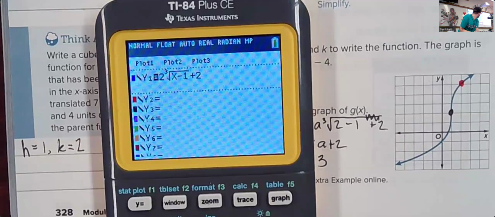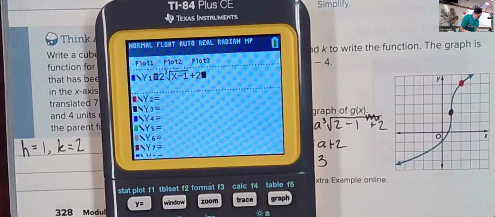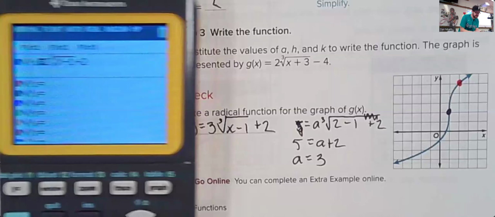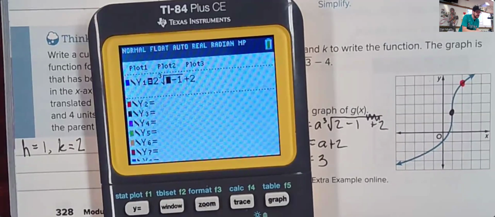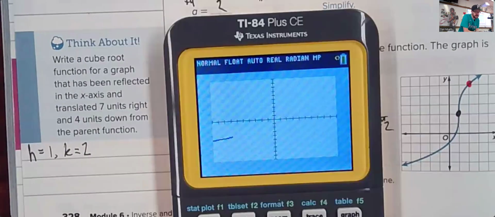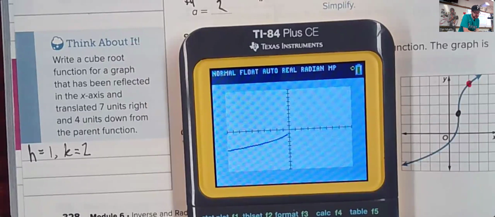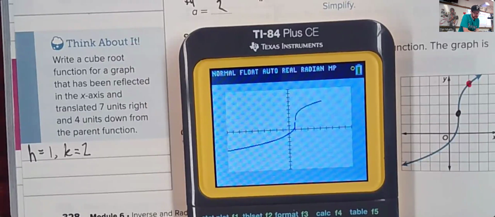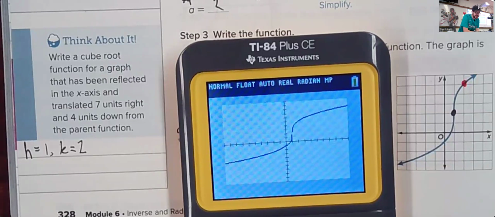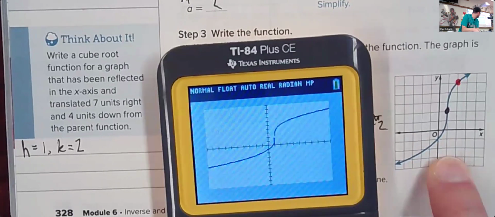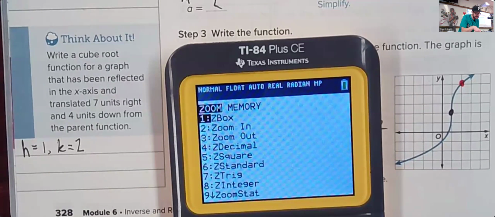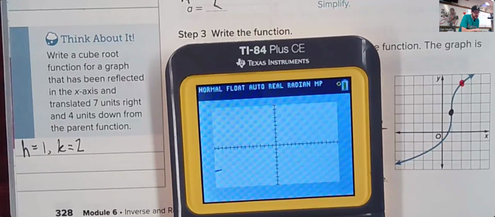That's a bummer. So 2 times the cube root of x minus 1. Sorry, 3 times. Why did I write 2? 3 times the cube root of x minus 1 plus 2. All right, graph. Let's see if these look the same. I'd say those look pretty similar. I'm going to go ahead and change things just a little bit, though, because I want to match my window here, or relatively match the window here. So I'm going to say z square 5.